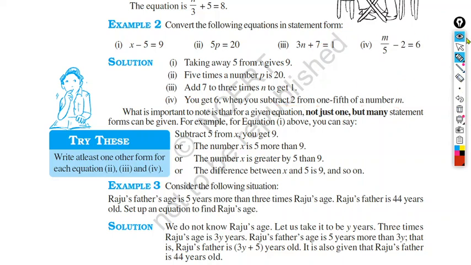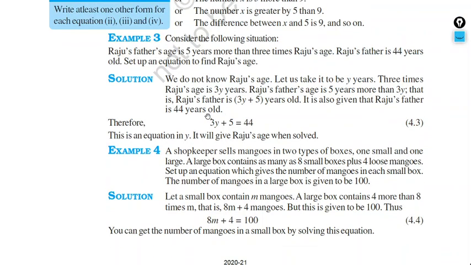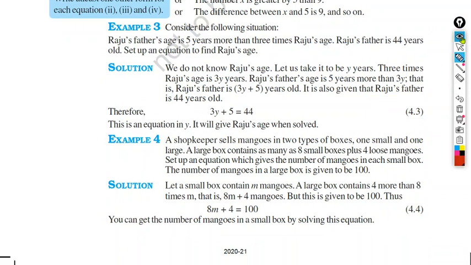We'll go to some other examples. Example 3, example 4. We'll discuss one more example. Example 4: a shopkeeper sells mangoes in 2 types of boxes. So there are 2 types of boxes. One box is small and one box is large.